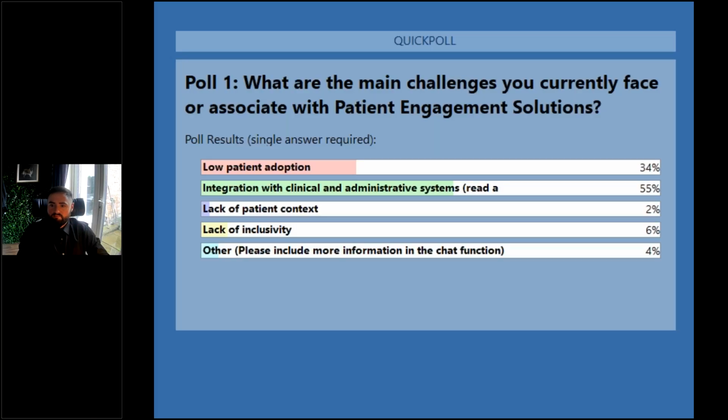Absolutely brilliant. I think we'll get those answers shared now, so Paul and the team can have a little look. Integration of clinical and measures, yeah, not a huge surprise there for myself.